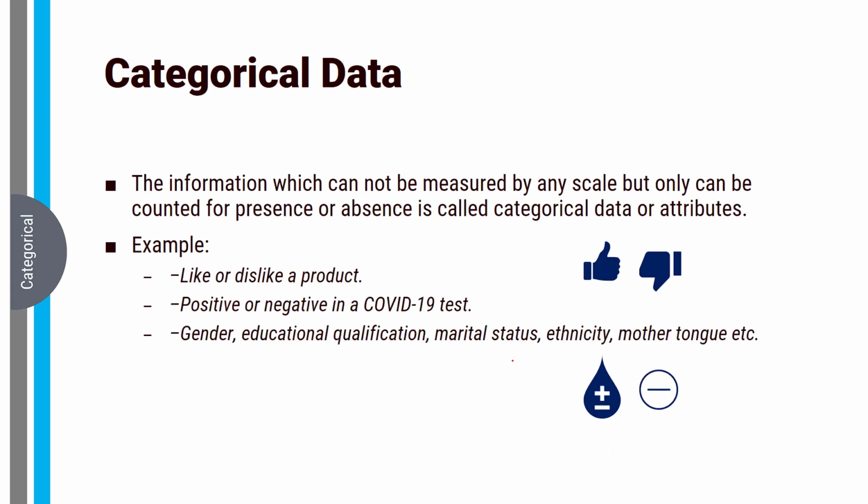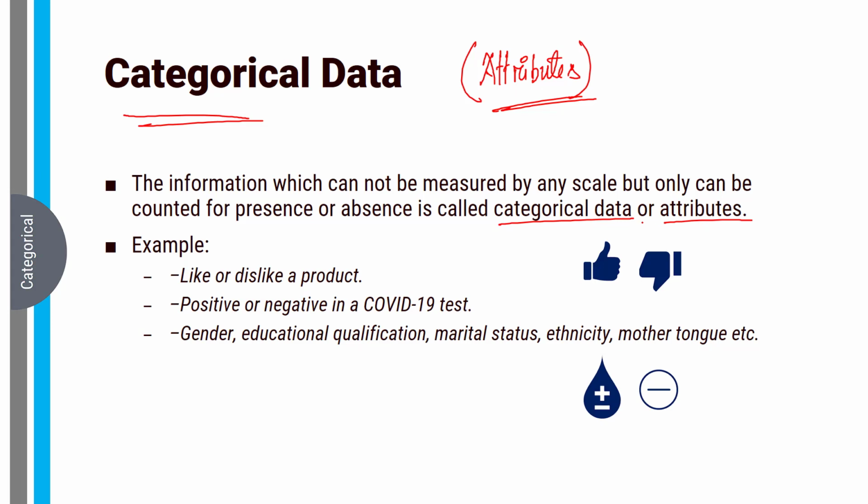Now let us discuss categorical data. So far we have been discussing numerical data, that means numbers. So there is another kind of data which does not involve direct numbers. Those are called categorical data, or these are also called attributes. Okay. So the information which cannot be measured by any scale but only can be counted for presence or absence is called categorical data or attributes, right? So the words categorical data and attributes mean the same.